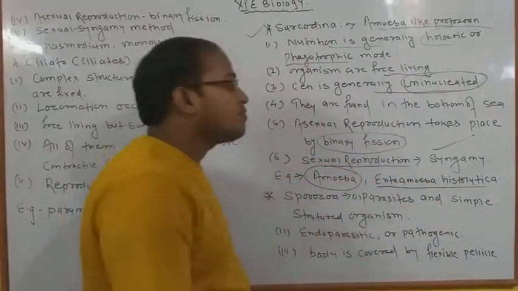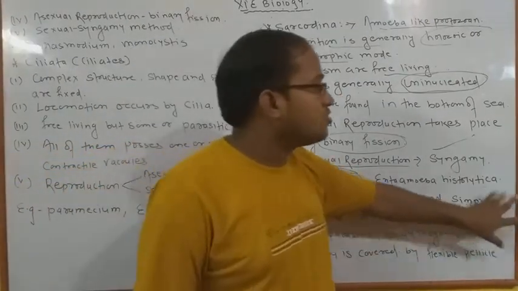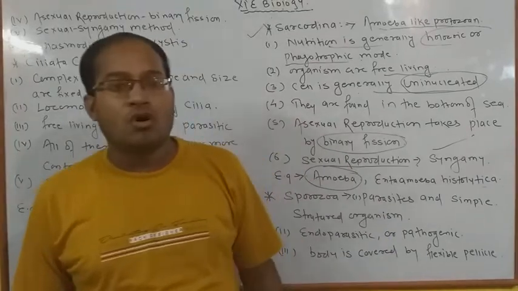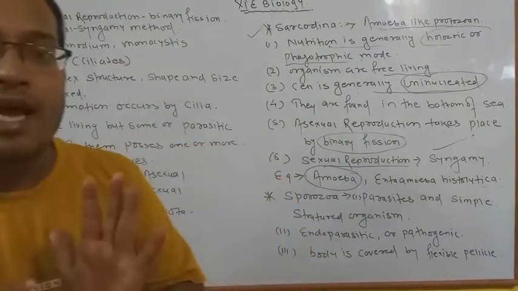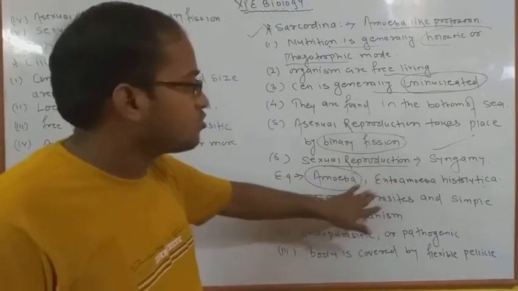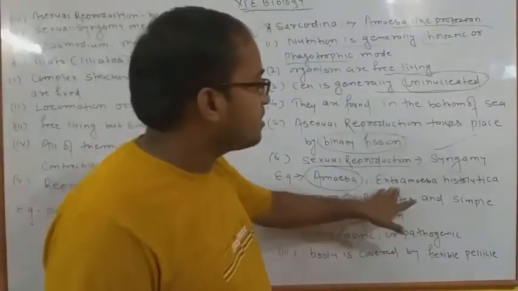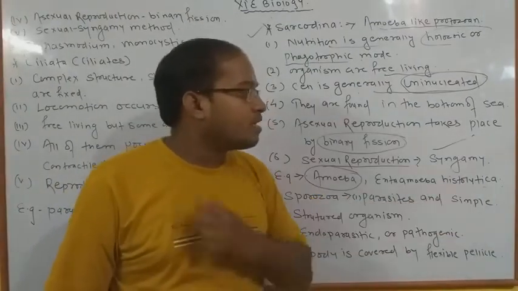Entamoeba histolytica is also a dangerous thing. Why? Because it is generally capable of causing disease in human beings as amoebiasis. When you study in class 12 the chapter on health and disease, definitely I will make you understand what are the exact problems of Entamoeba histolytica.